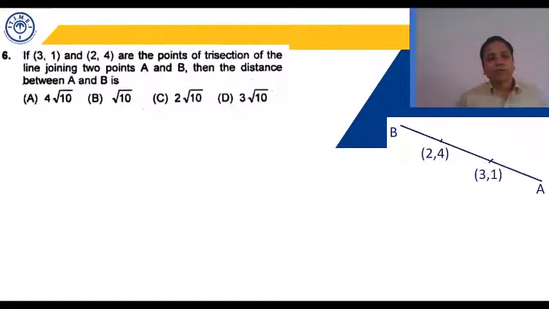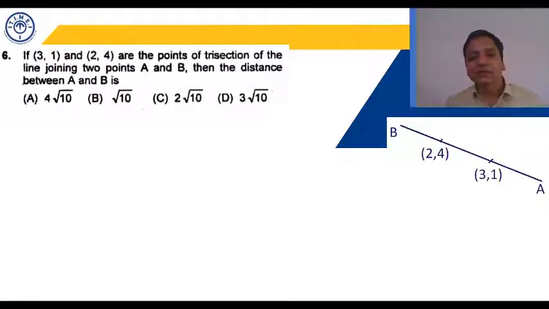Now question 6 from your handout. Question says, if (3, 1) and (2, 4) are the points of trisection of the line joining the two points A and B. I have drawn a figure also. Trisection means these two points divide the line into 3 equal parts. They trisect the line. And you have to find the distance between A and B, that is the whole line.